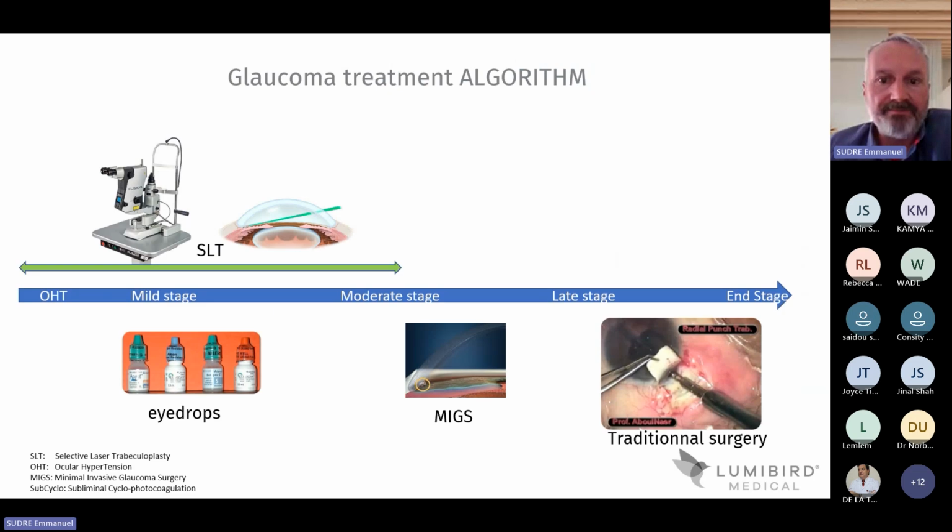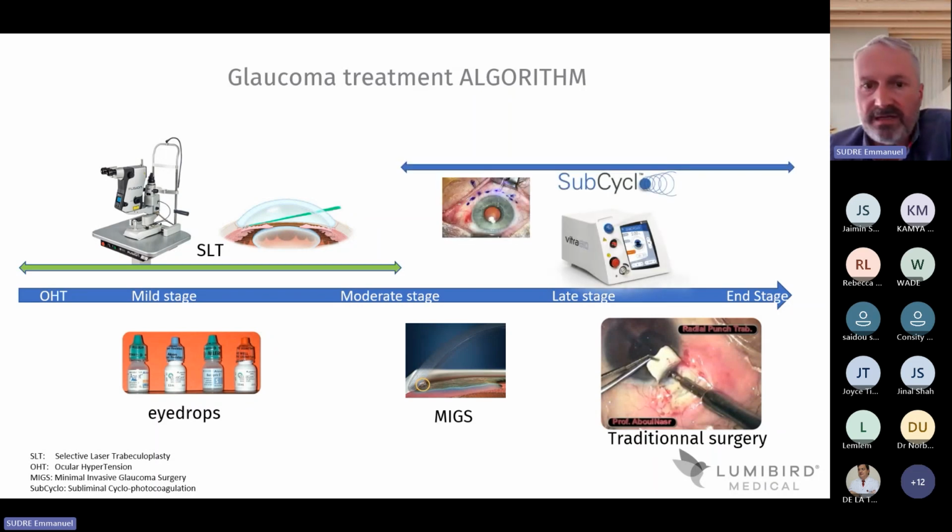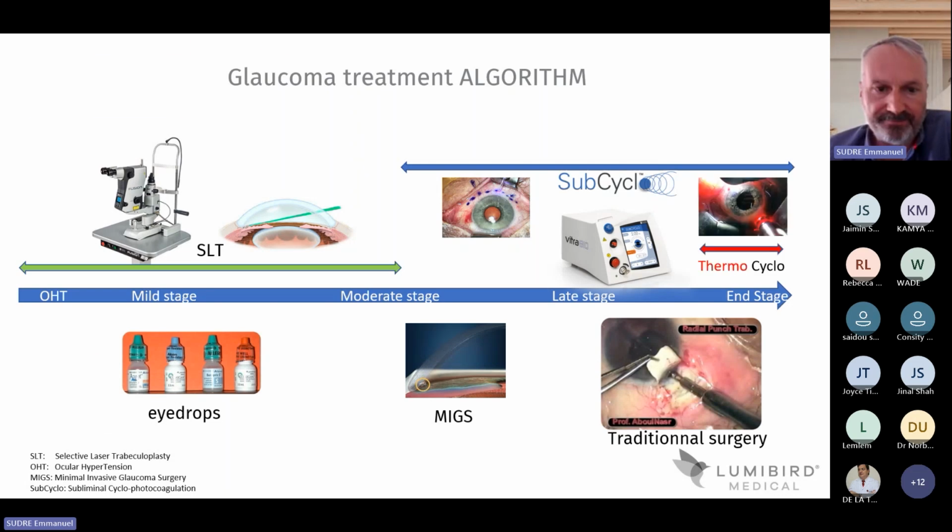So far, we have SLT that should be considered as a first-line therapy, at the same level as drops, and Subcyclo and the diode laser for other stages of glaucoma, from moderate to end stage. So these two lasers are a good combination when in some countries patients are not compliant to drops, or surgery is not available, or surgery is not easily accessible for the patients.